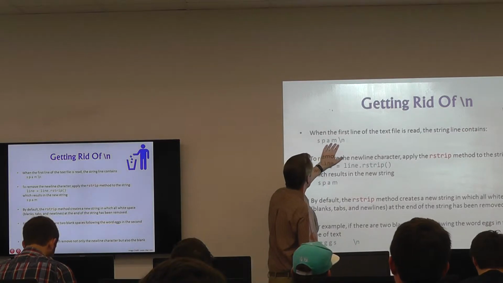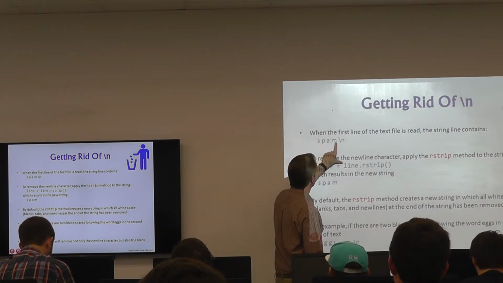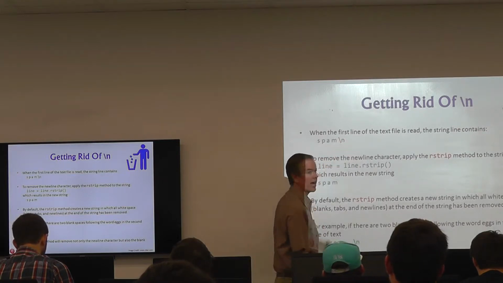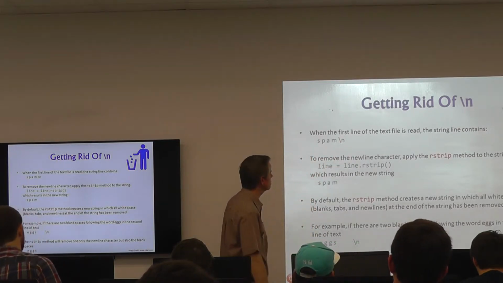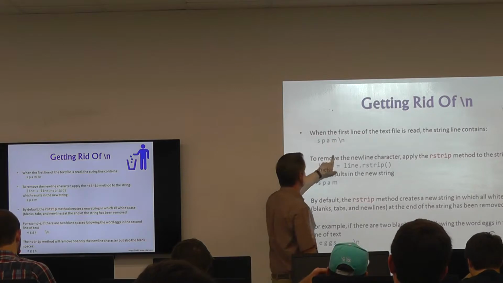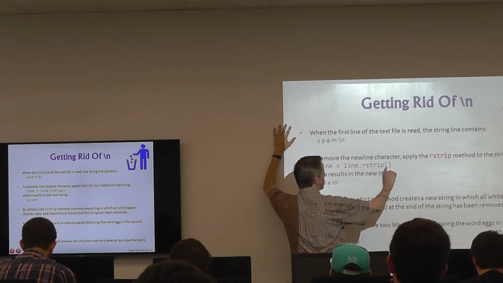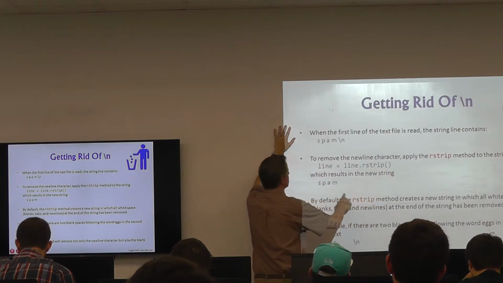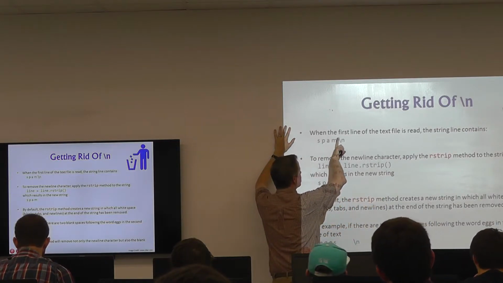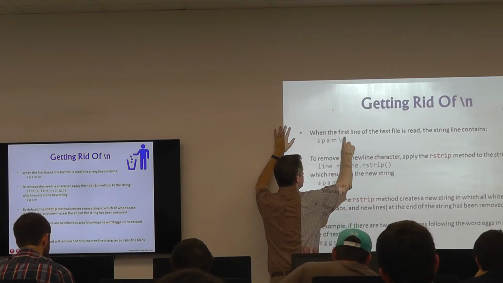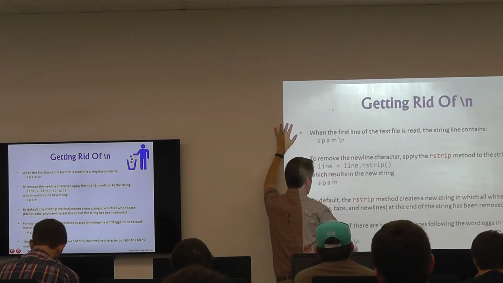So when the line we bring out from the file has the word spam on it, when we suck it in, it's going to be spam\n. That's what we'll actually get in our program. Okay, cool. If we want to get rid of that \n, we've got a magical command called rstrip. What this is going to do is strip off pretty much everything at the end that's actually not part of our string. In this particular case, it's going to get rid of the \n.